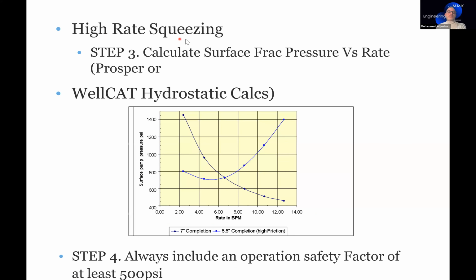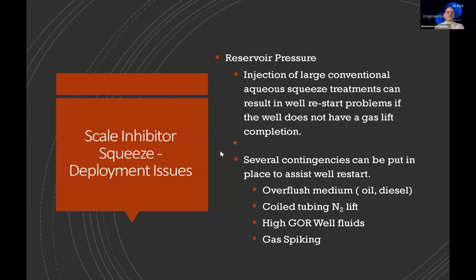So high rate squeezing or low rate squeezing, how can we know that? We have to calculate the surface fracture pressure versus rate using Prosper or Wellcat. So the hydrostatic calculation is very important. Step 4 always includes an operation safety factor of at least 500 psi. So this is, I think, a typical value for the safety factor, before doing any remedial action and removing the scale from the wellbore.